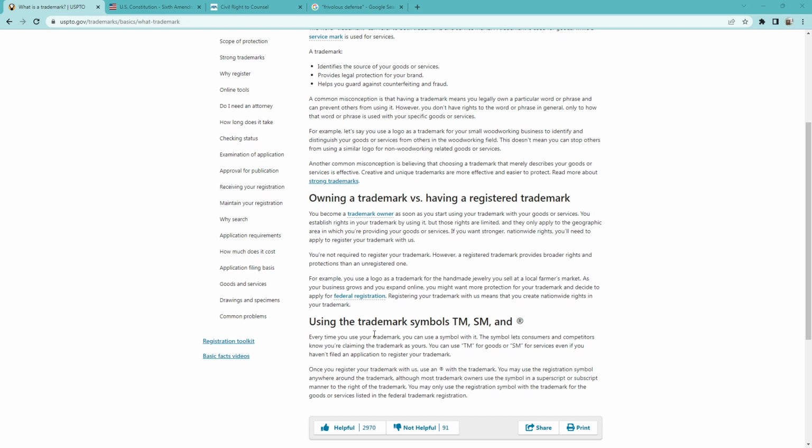So every time you use your trademark, you can use a symbol with it. The symbol lets consumers and competitors know you're claiming the trademark as yours. You can use TM for goods or SM for services, even if you haven't filed an application to register your trademark.